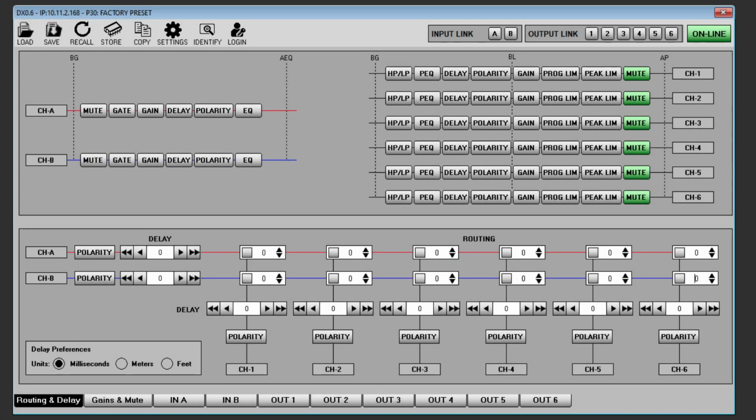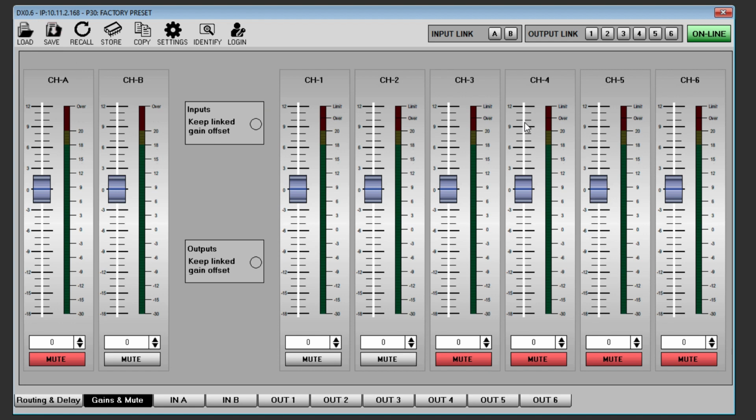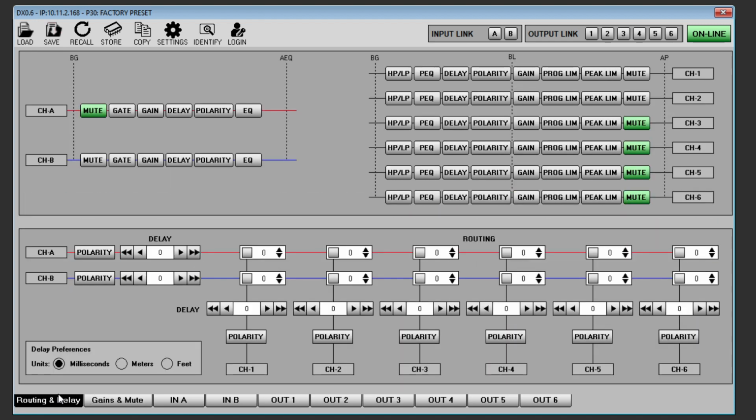The routing and delay tab is split into two halves. The top half shows the signal processing chain from input to output, including the routing that has been selected. Input and output muting can also be directly edited from here. Gain, gate, EQ and limiter functions act as a hyperlink to take you directly to the tabs on which those functions are found.